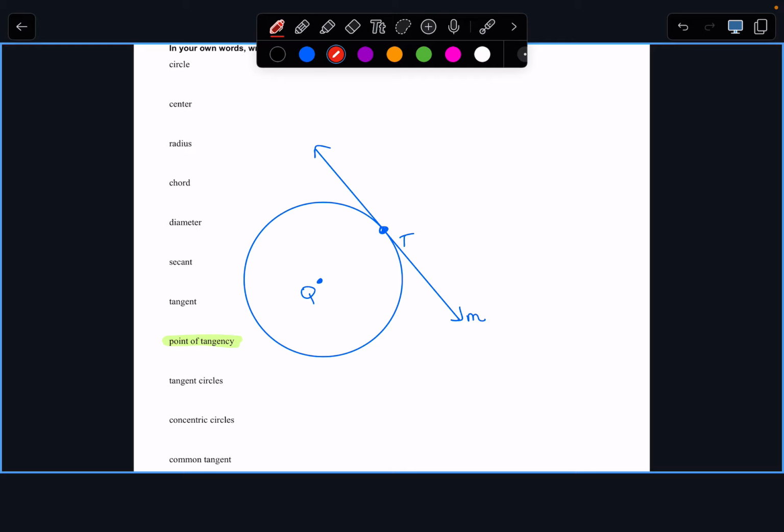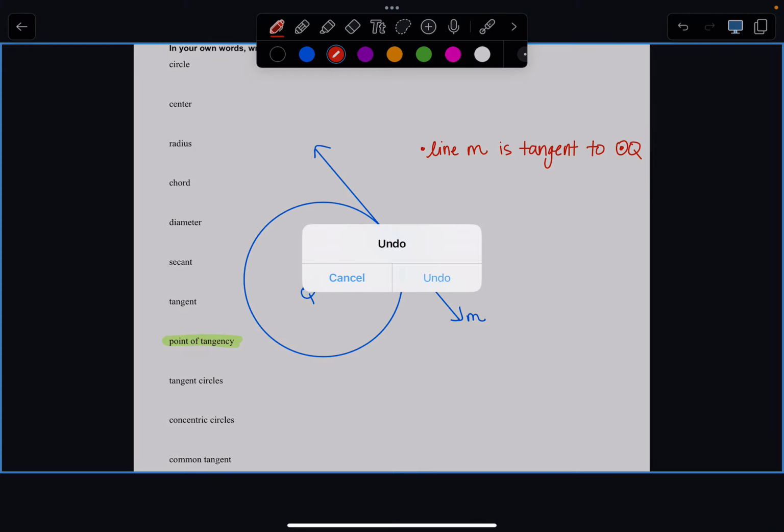Okay. So a couple things we're going to write down. It's clear. Line M is tangent to circle Q. Do you say by like point T or something, or you just say that?